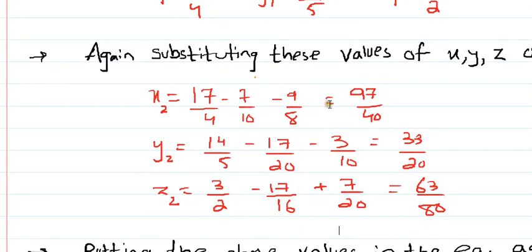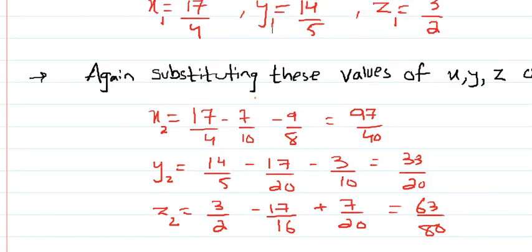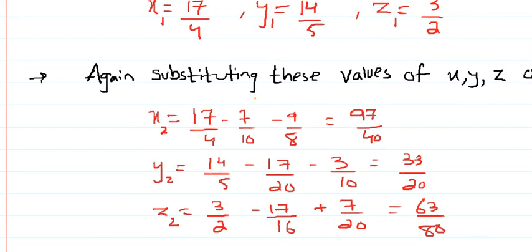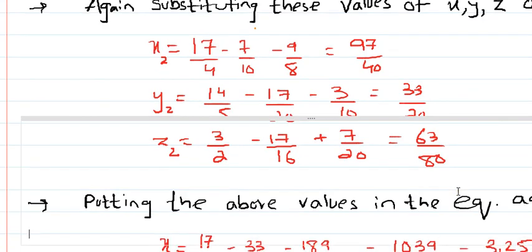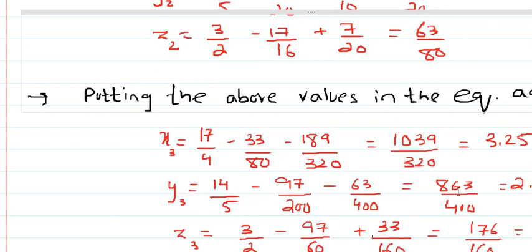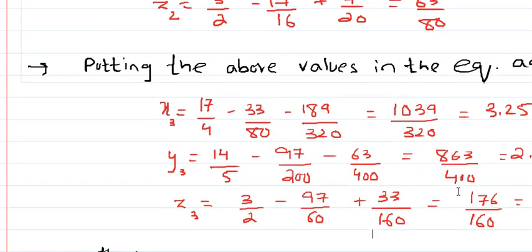We get x2 equals 97 by 40, y2 equals 33 divided by 20, and z2 equals 63 divided by 80. We can see there is a huge difference between the previous values of x, y, z and these values. We will repeat our procedure again. Now we will take x, y and z as 97 by 40, 33 by 20 and 63 by 80. We will plug these into our equations to get our third iteration.